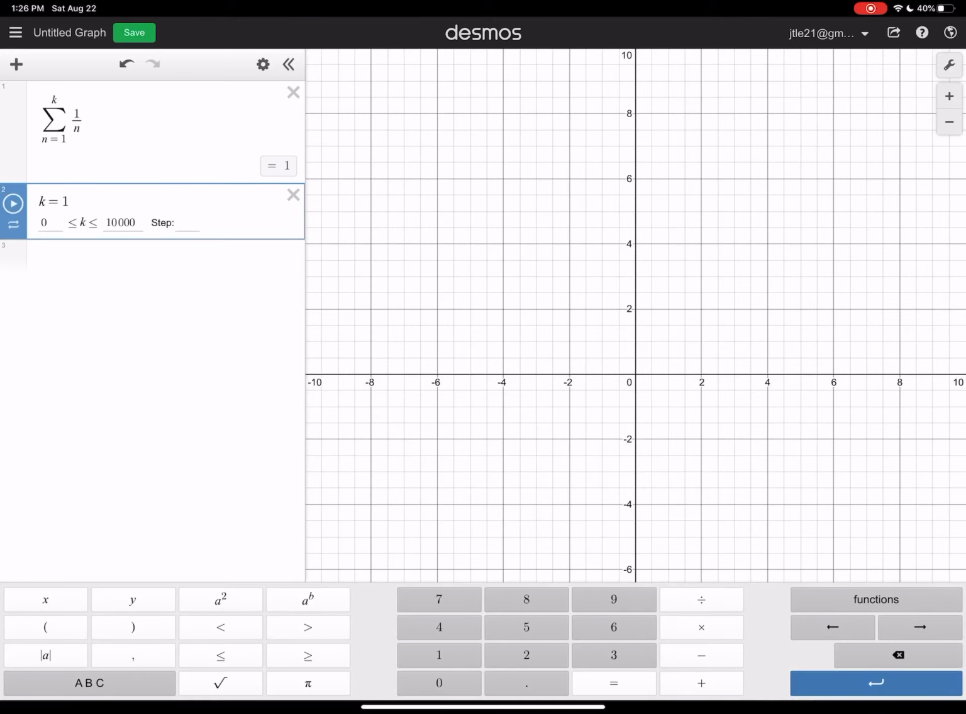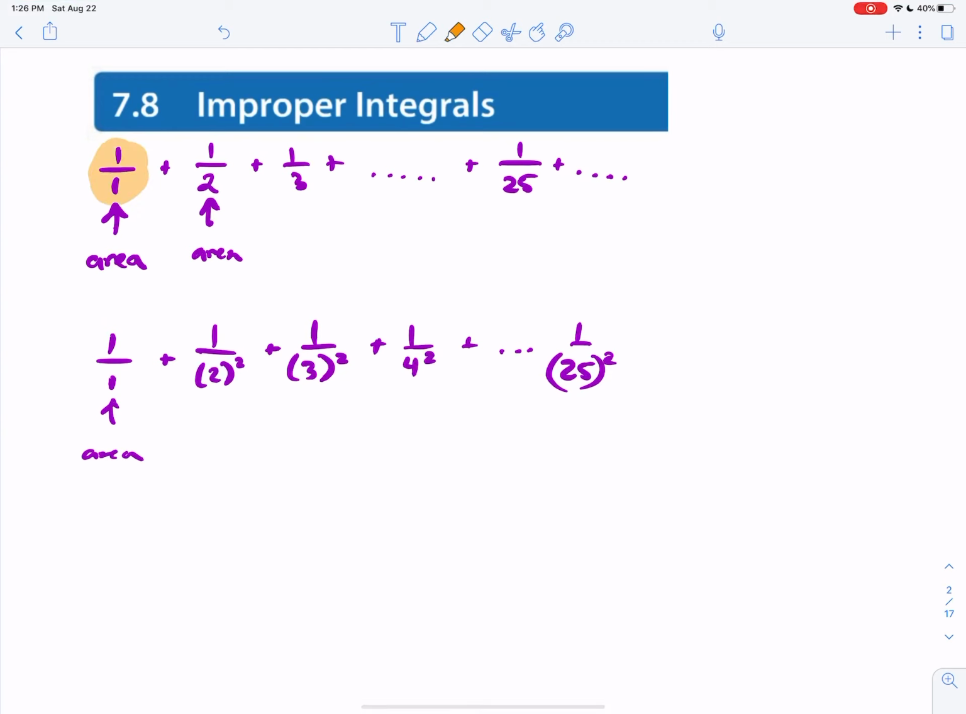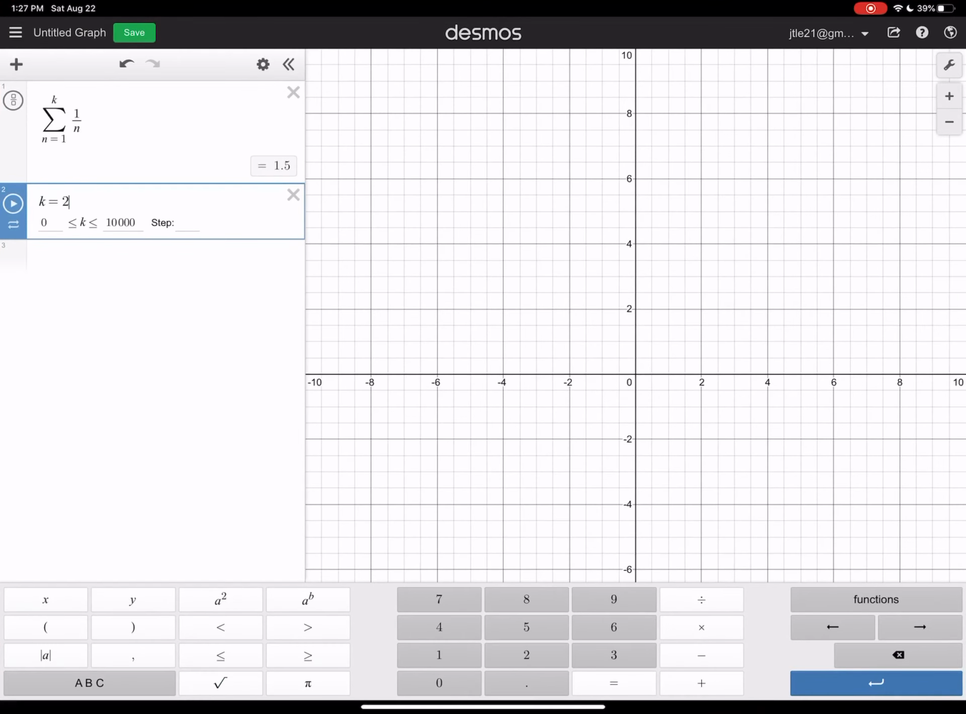Now, if I change that to 2, that means I'm taking 1 over 1 plus 1 over 2. So 1 plus 1/2 is 1.5. So what I did right there was I took this and I added this. Now, what if I added one more, 1/3, right? So I could change that to a 3. So if you notice right there, in that kind of grayish box, it says 1.83333. That represents the area that I keep adding, right?